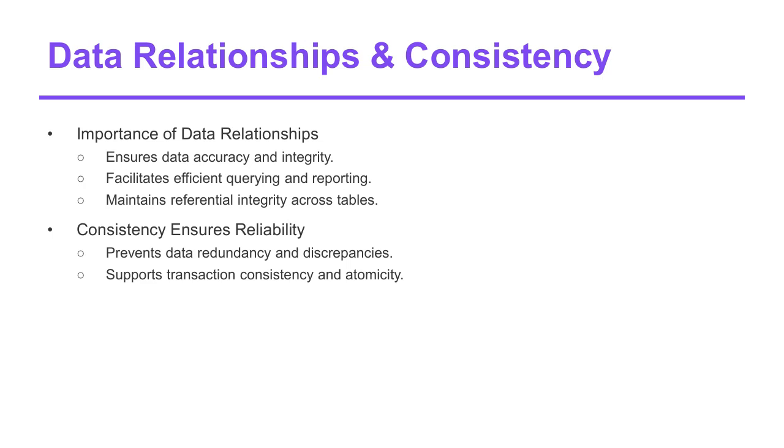Consistency, on the other hand, is key to reliability. It helps avoid redundancy and discrepancies that could lead to errors or conflicting information. It also ensures that transactions are processed completely and accurately, preserving atomicity so that changes either fully happen or don't happen at all. This combination of well-maintained relationships and strong consistency guarantees that our database operates smoothly and that the data we test is dependable and trustworthy.